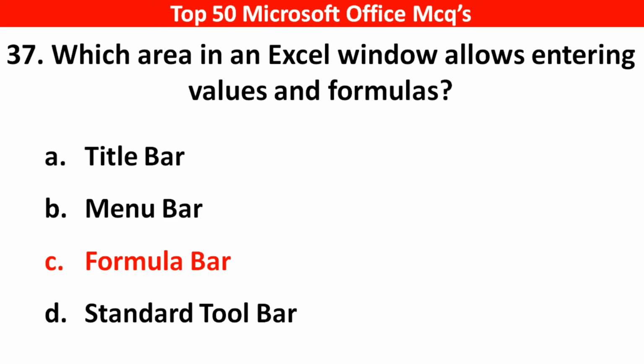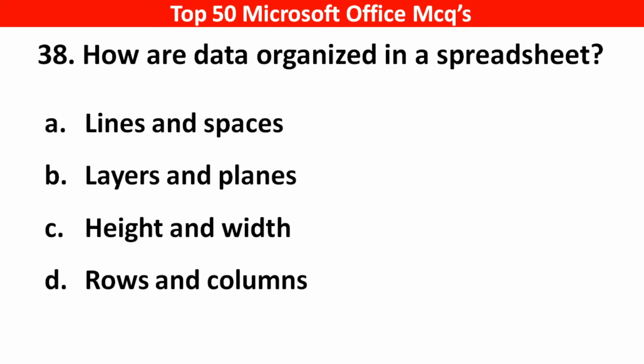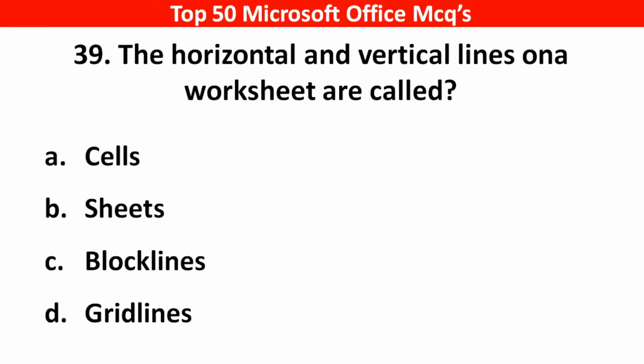Next question, how is data organized in a spreadsheet? Right answer is option D, rows and columns. Next question, the horizontal and vertical lines on a worksheet are called. Right answer is option A, cell.